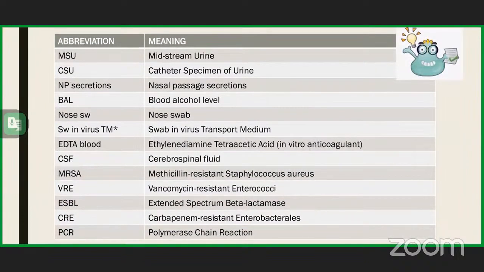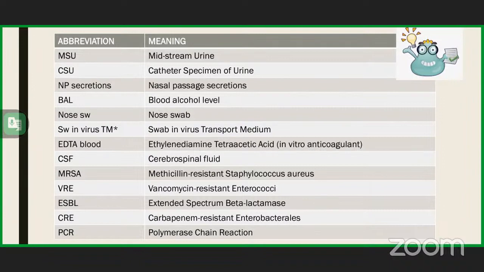Some important meanings in this presentation are in this chart. That's why our blue guy is helping us to recognize this important slide. You have the MSU, CSU, NP secretions, and according to this, you can realize the meaning, and it's easy to work on this just with practice. MSU, midstream urine. We all know that this is the best part of urine to analyze and to catch the bacteria that is causing the urinary tract infection.